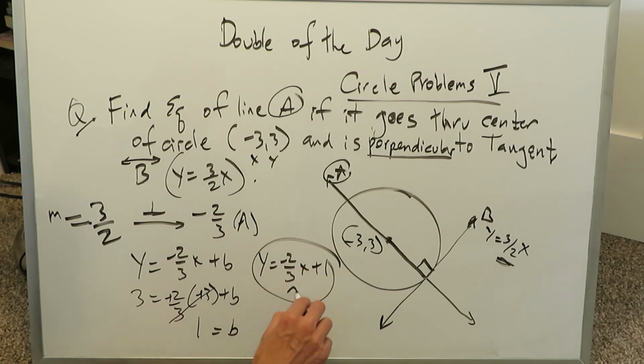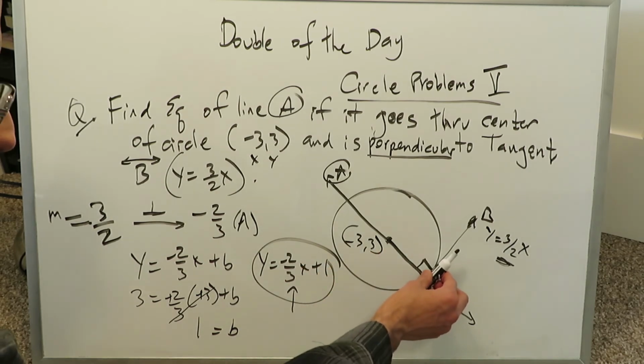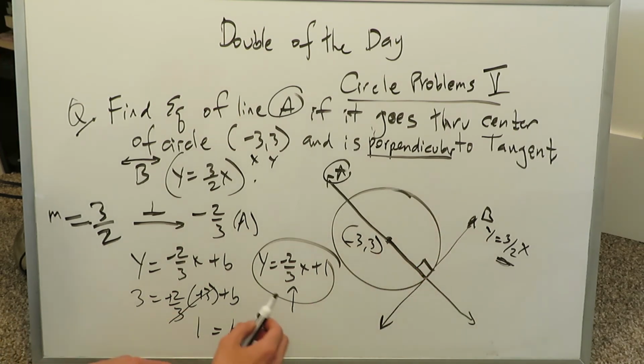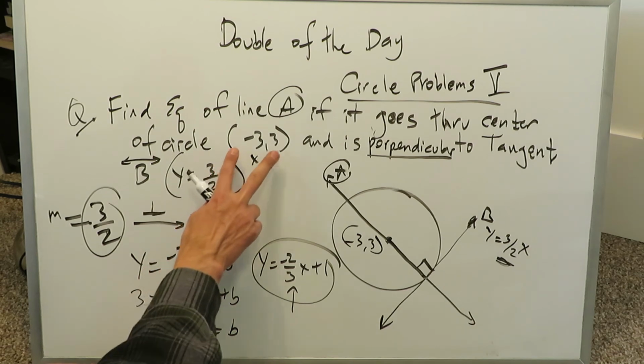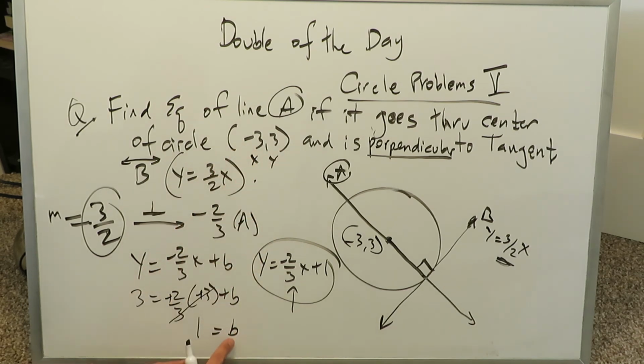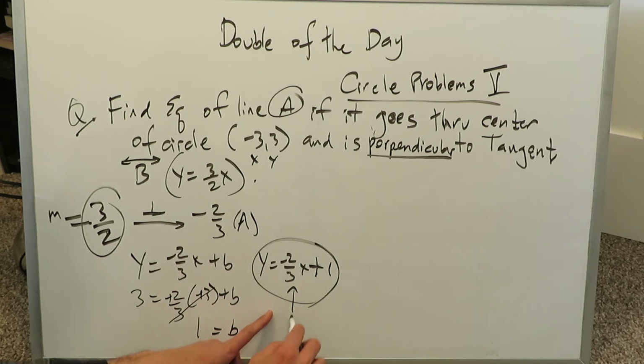This minus 2 over 3 here accounts for the fact that we have a slope which is perpendicular to line B, a negative reciprocal of this, and this plus 1 accounts for the fact that we plugged in these x and y values and we calculated and we found a new y-intercept. We now have our equation of line A.